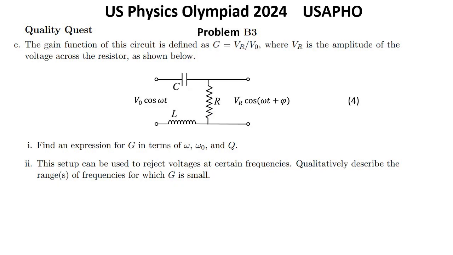Question C. The gain function of this circuit is defined as G equals V_R over V0, where V_R is the amplitude of the voltage across the resistor, as shown in Figure 4. Part 1. Find an expression for G in terms of omega, omega 0, and Q. Part 2. This setup can be used to reject voltages at certain frequencies. Qualitatively describe the ranges of frequencies for which G is small.